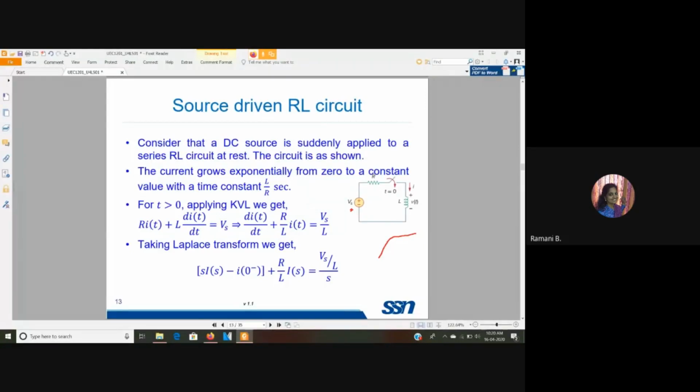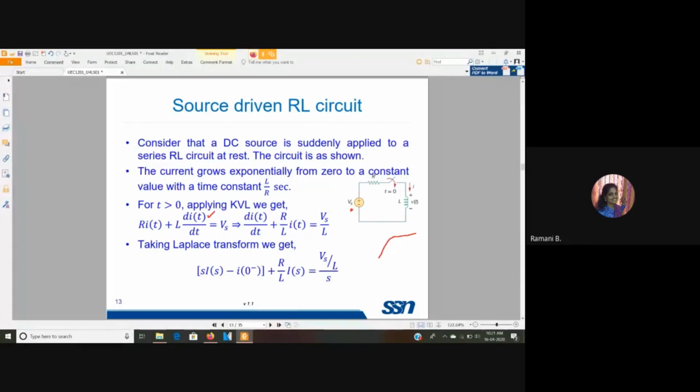Now, writing the equation by applying KVL, we get R into i of t plus L into di by dt is equal to Vs. Now again, as I mentioned, making the first order term coefficient to be 1, I have the equation as di by dt plus R by L i of t equal to Vs by L.